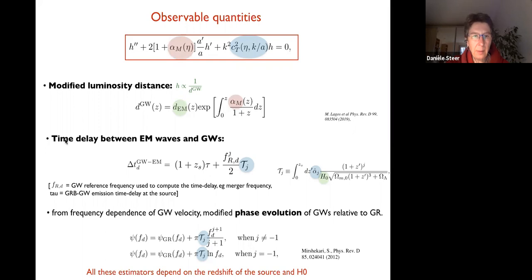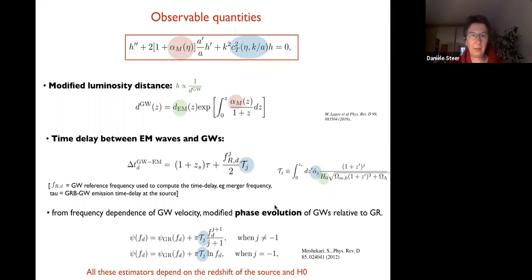Then there's another observable effect, which is that the time delay between the arrival of electromagnetic waves and gravitational waves is modified, because the time delay depends on the propagation speed of the waves, and they in turn depend on the frequency. So there's an extra term. That's the standard term, so the time delay observed at the detector is the redshifted time delay at the source, plus an extra term, which depends on the parameter alpha j related to the speed of propagation, and of course the Hubble constant.